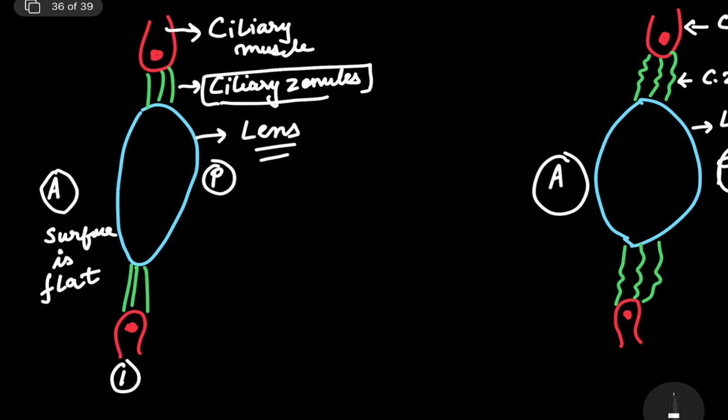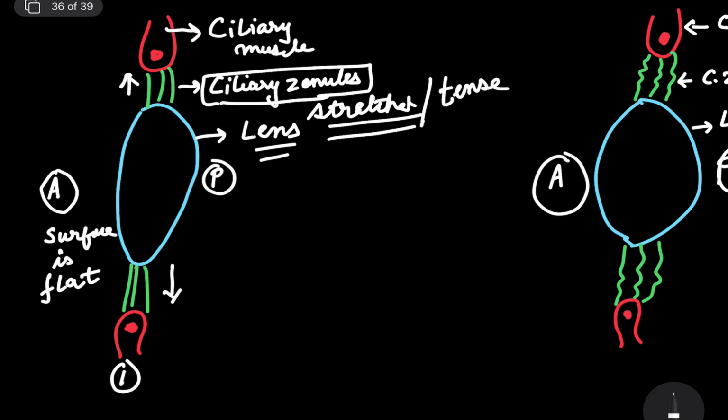So if the ciliary zonules have to pull the lens in opposite directions, the ciliary zonules will pull the lens in opposite directions and hence make it taut, tight, and hence the anterior surface of the lens will become flat. That is what we want to achieve in this first scenario over here. So to achieve that, how do the ciliary zonules need to be? The ciliary zonules need to be stretched or tense.